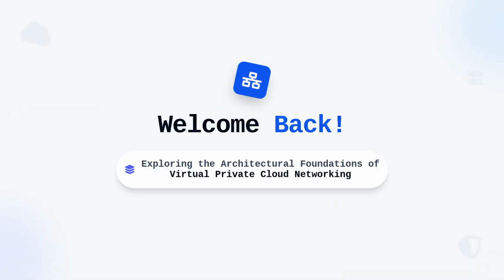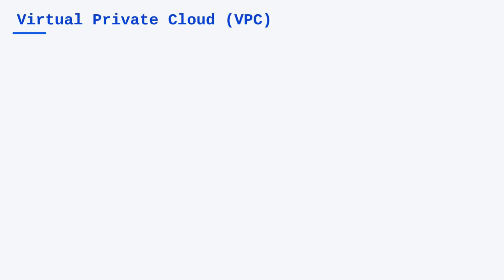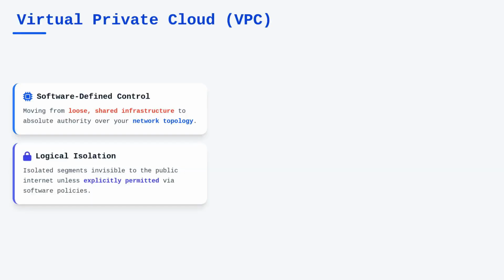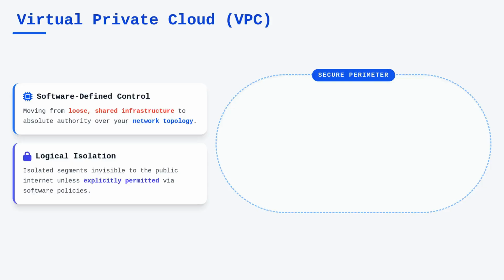Welcome back. Let's explore the architectural foundations of virtual private cloud networking. When we talk about a virtual private cloud, or VPC, we are essentially moving away from the loose, shared infrastructure of classic networking and into a world of software-defined control. Think of a VPC as a logically isolated segment within the public cloud where you exert absolute authority over your own network topology. In a traditional data center, you might have spent weeks racking and stacking hardware to achieve network isolation. Here, that same isolation is achieved through software policies and logical boundaries.